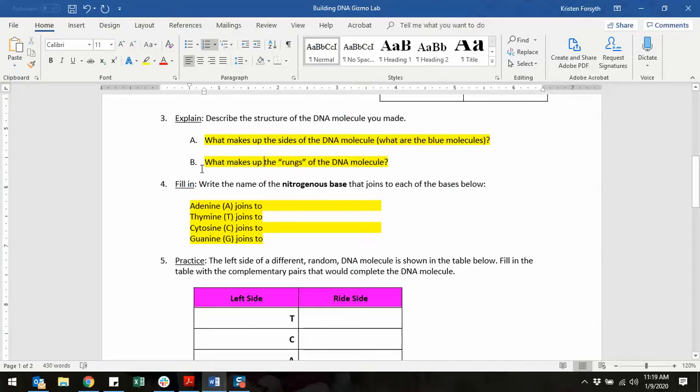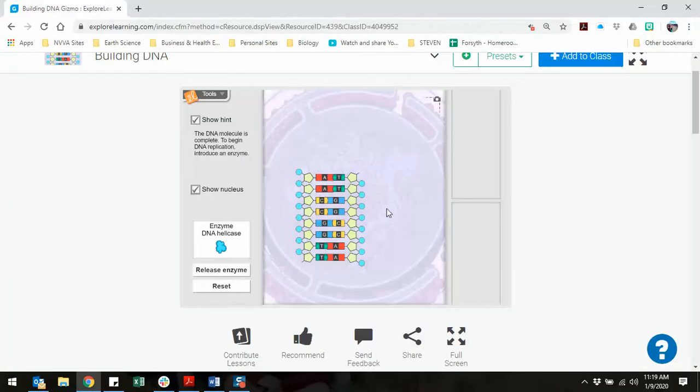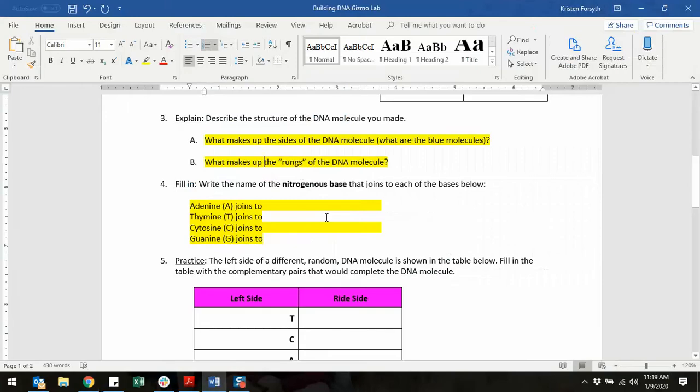Okay. B, what makes up the rungs of the DNA molecule? The rungs are these letters. So what are those letters called? The rungs are like the steps you would step on if that was a ladder. So you want to figure out what the names of those are, and that's what you would write down for B.